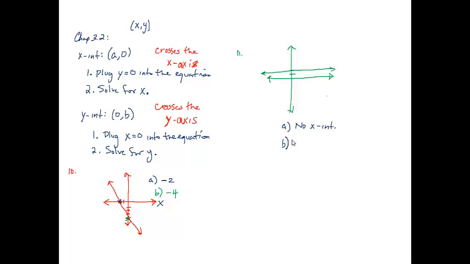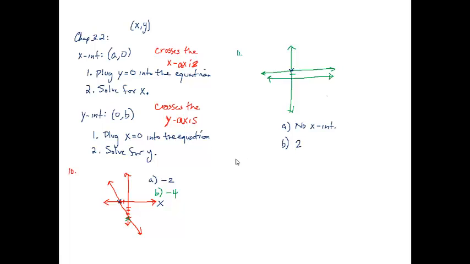Then part B says, where's the y-intercept? Does the graph cross the y-axis? It does right here. And what is that? It's 1, 2. So the y-intercept is 2. Good. So remember, when you're identifying the x and the y-intercept using a graph, you're just looking for where it crosses the x-axis and where it crosses the y-axis. Now let's practice graphing a line using the x and y-intercepts following these steps.